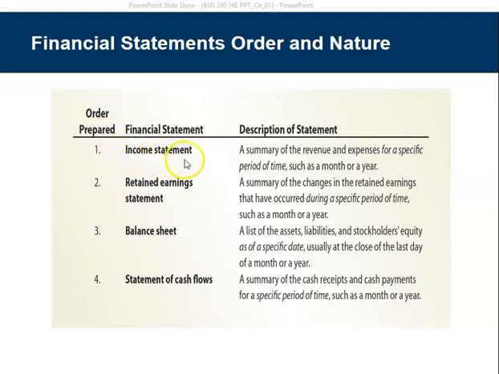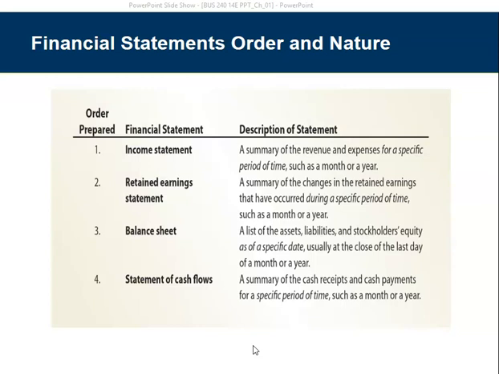We have the income statement, which you have more than likely at least heard of in your life. And it says it's a summary of revenue and expenses for a period of time. And that's precisely true. Retained earnings statement, or the statement of retained earnings, is a summary of the changes in retained earnings that have occurred during a specific period of time, such as a month or a year. This is probably the easiest statement to understand, actually. Even though you don't understand it right now, you will. And we'll also probably spend the least amount of time on the retained earnings statement.